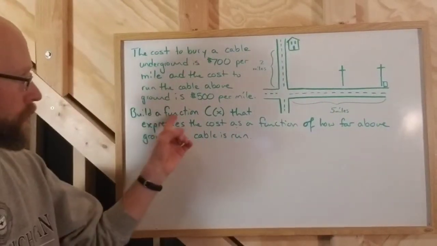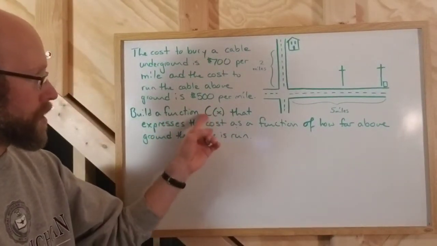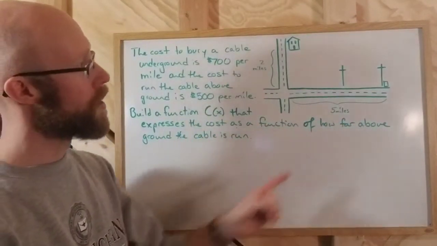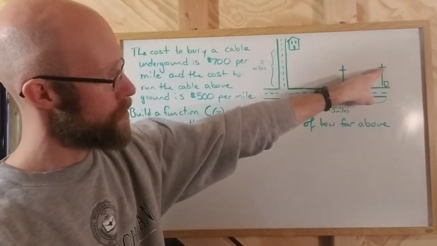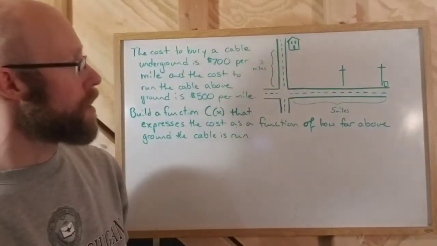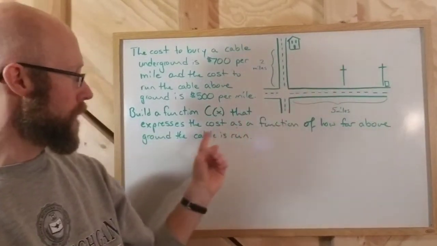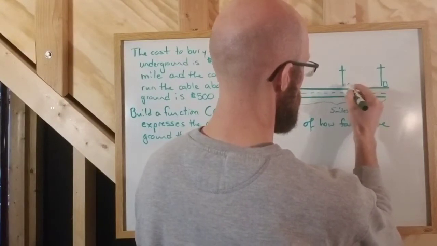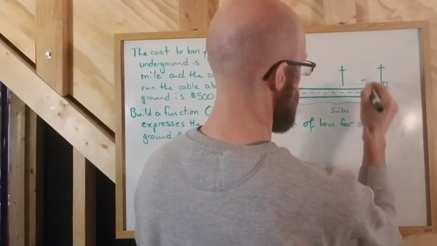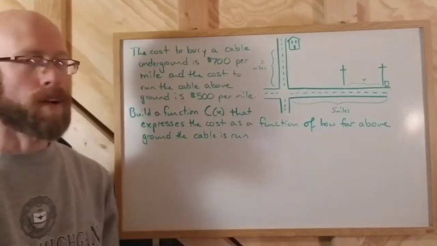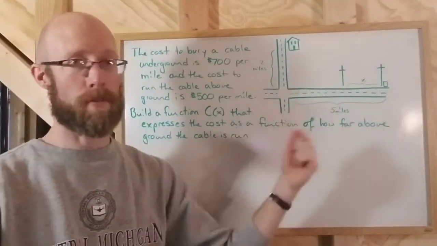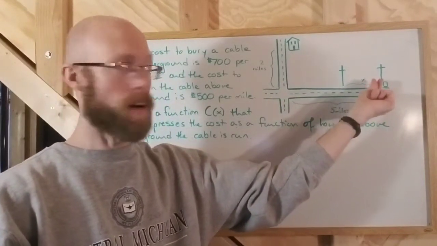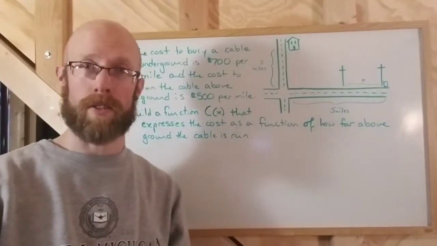So here it says build a function C of x that expresses the cost, that's your C, as a function of how far above ground the cable is run. Well, the cable is run above ground from this junction box over. We don't know yet how far, but we're going to call that x. Okay, that's our input. So this distance here would be x. That's how far the cable would be run above ground. Now that could be moved all the way over to this corner, or it could be right up next to the junction box. I'm not sure. We'll find out.